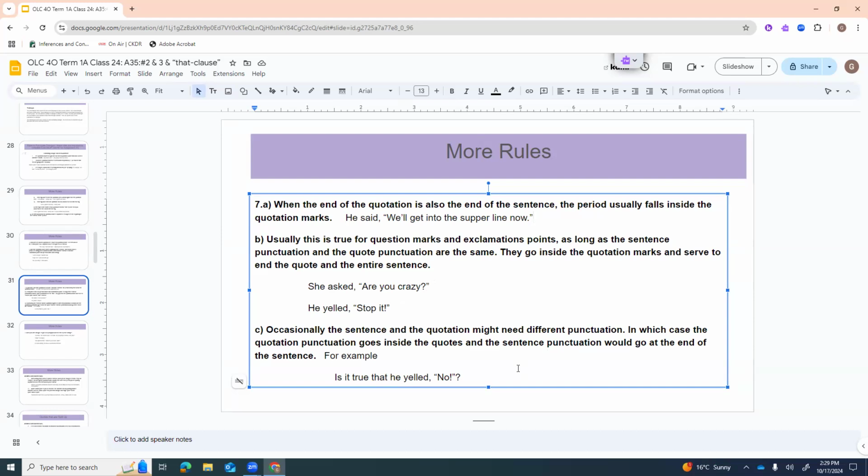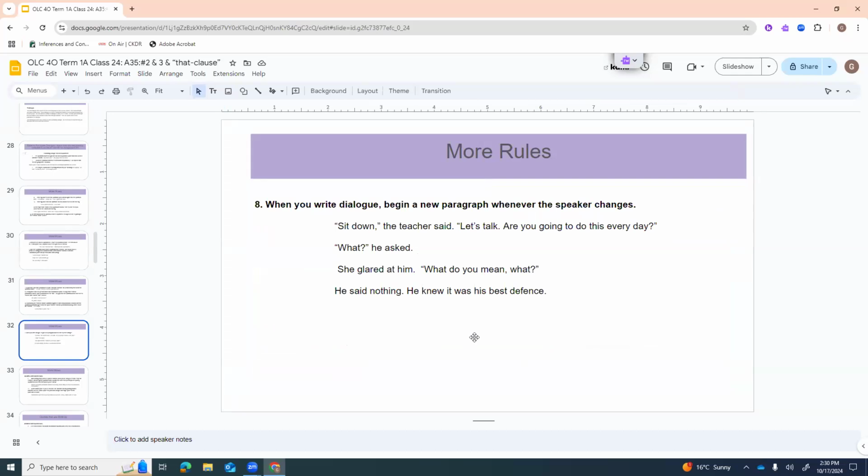Occasionally, the sentence in the quotation might need two different types of punctuation. In which case, the quotation punctuation would go inside the quotes and the sentence punctuation would go at the end of the sentence outside of the quotes. This is really awkward and you're not going to see it very often because it just looks so strange. If I say, "Is it true that he yelled 'no!'?" Well, he's yelling, so there's an exclamation point, but I'm asking a question, so I have a question mark. It's really awkward.